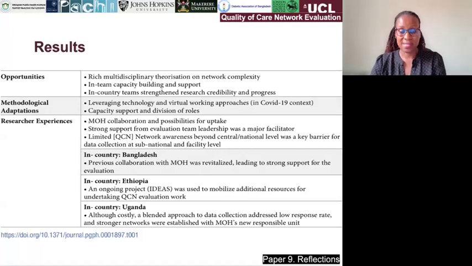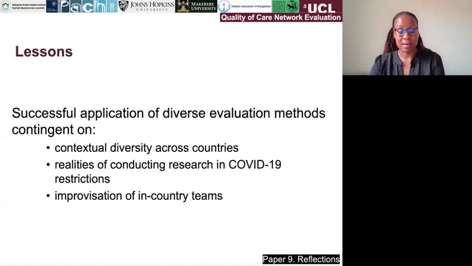This slide summarizes and recaps some of the unique opportunities and strengths which supported implementation of this evaluation, and it highlights some of the in-country experiences. Of course, the whole paper is available, as are the other papers, to read some of the things that were unique and specific in a bit more detail. Across opportunities, methodological adaptations, and the experiences of in-country researchers, those are some of the things that we found across Uganda, Ethiopia, Bangladesh, and Malawi. Moving on to the next slide.